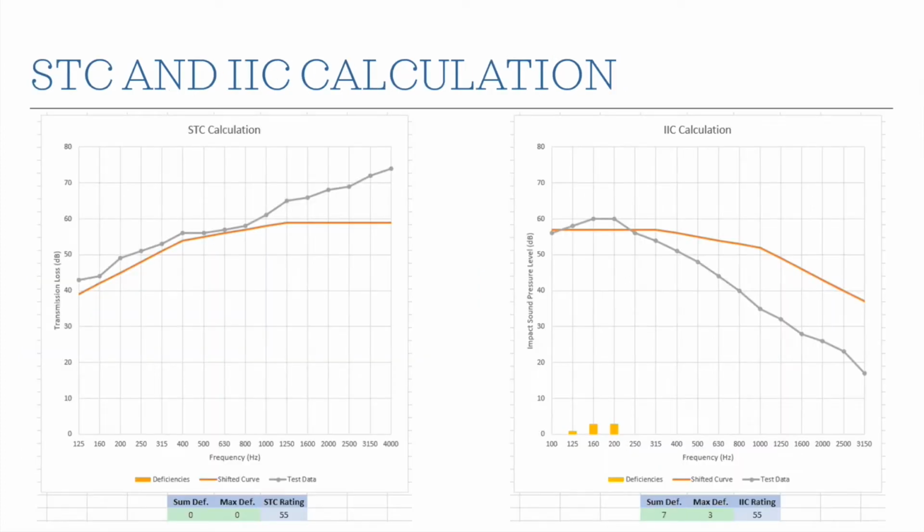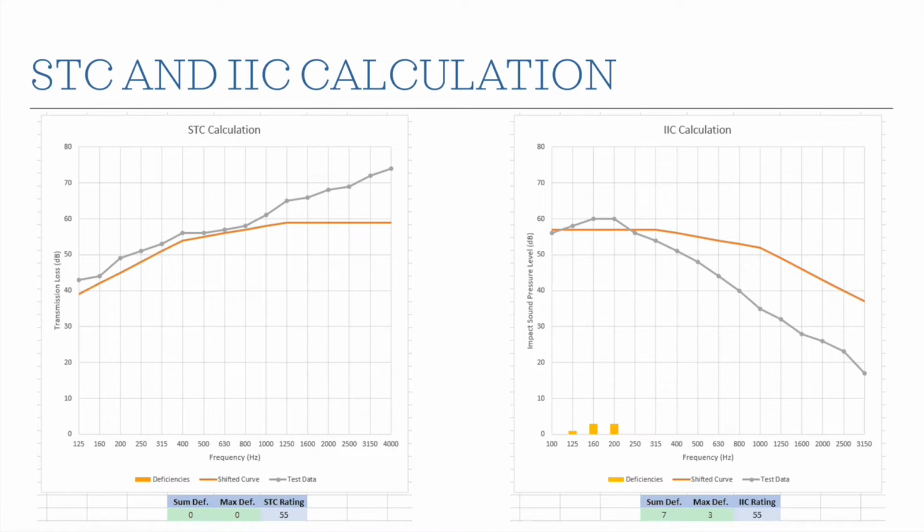All right, so the STC and IIC calculation. How do you actually get from these TL or ISPL values to a single number? It's kind of a weird and complicated procedure, a little confusing. So hopefully these two little moving animations show you how it's calculated, and hopefully this helps you understand.